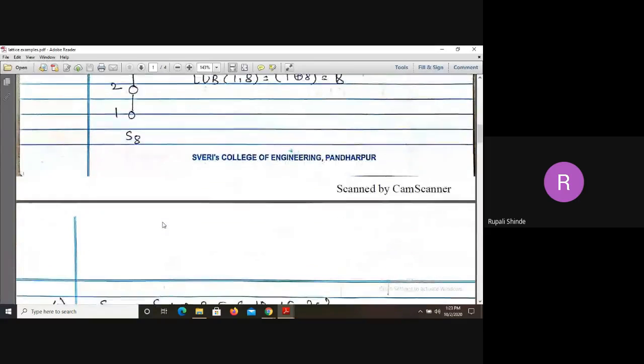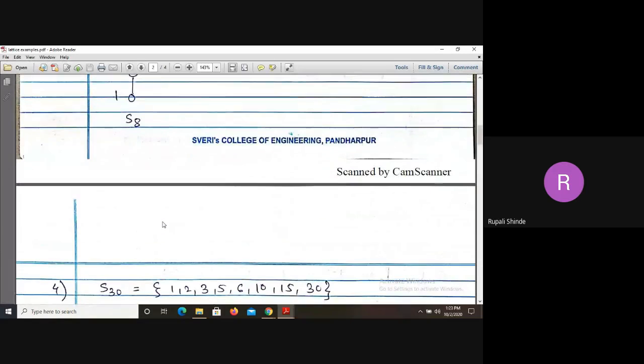Now, for the next example, we have to try. First of all, draw a lattice for this given example. Here, the value of the integer is 30. First of all, we have to find the divisors of 30: 1, 2, 3, 5, 6, 10, 15 and 30. Now you have to draw the lattice for this example. So try it.